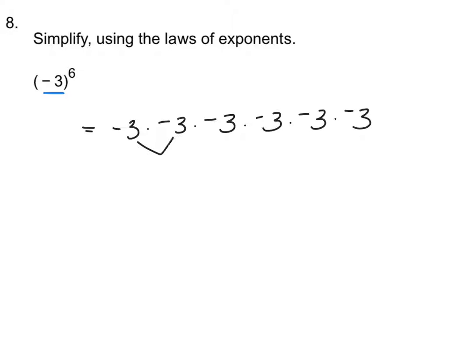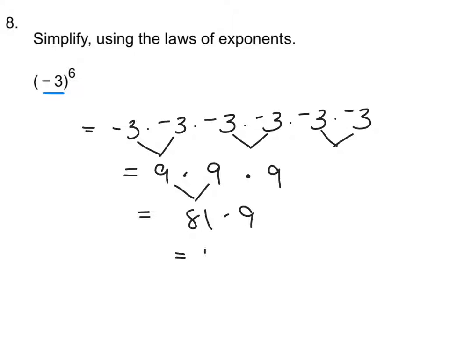So a -3 times a -3 is a positive 9. That's because a negative times a negative is a positive. Again, with the next set, we have -3 times -3, that's a positive 9. And then a -3 times a -3 again is also a positive 9. Now we're left with 9 times 9 times 9. 9 times 9 is 81. And then 81 times 9 is 729. And this is a positive 729.